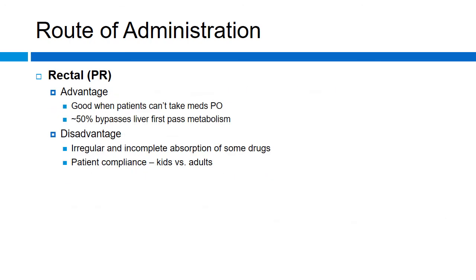We also have rectal administration. This is very good for patients who cannot take oral medications or PO medications. This is nice because a lot of it does bypass the liver for the most part. And again, the rectum is a very nice, highly vascular area, so it absorbs drug very, very easily there. Sometimes you may have some erratic absorption of some of these drugs, and you have to think about the patient compliance as well, right? So kids, especially infants, very, very easy. Just apply the suppository, they're not really going to fight you a whole lot.